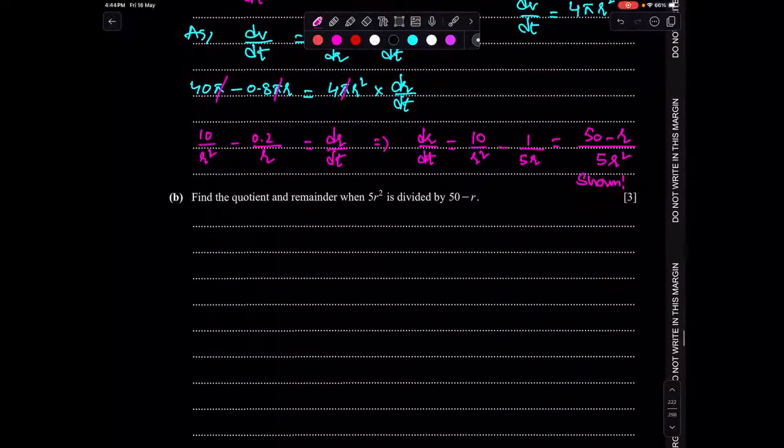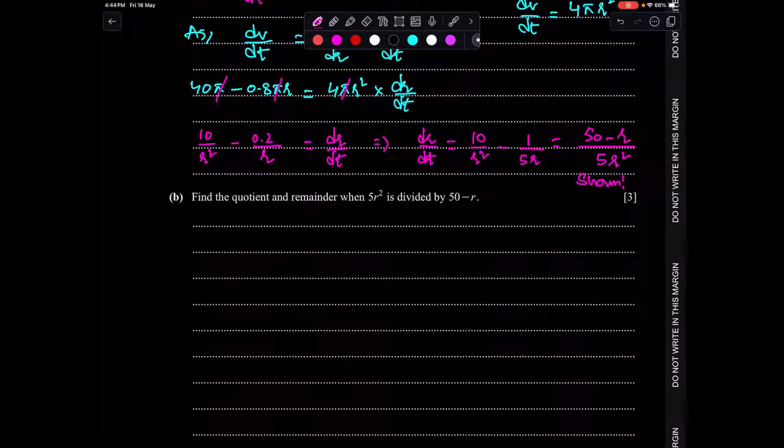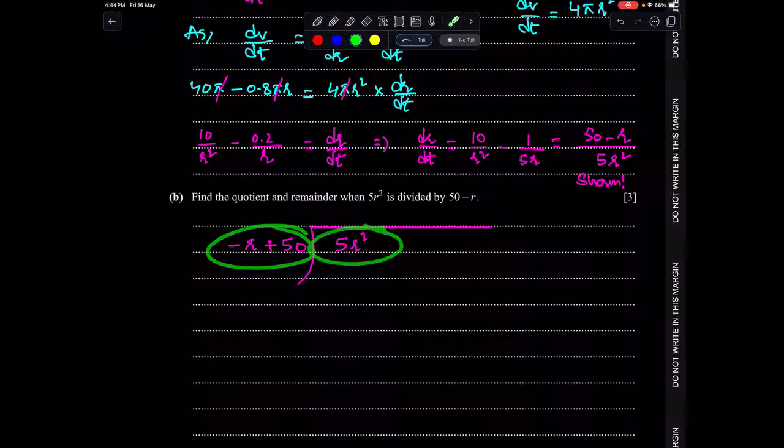Now we need quotient and remainder when 5r square is divided by 50 minus r. So with the help of long division we can do this. 5r square is divided by 50 minus r. Make sure you write the divisor in descending order. Remember, in long division we write both dividend and divisor in descending order.